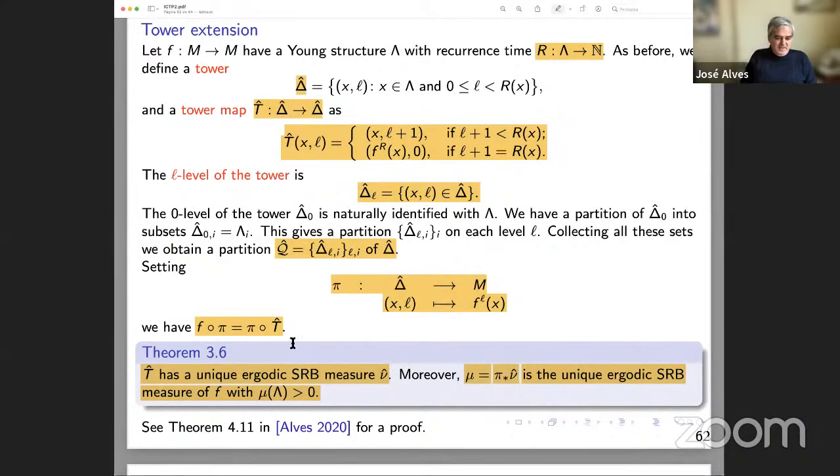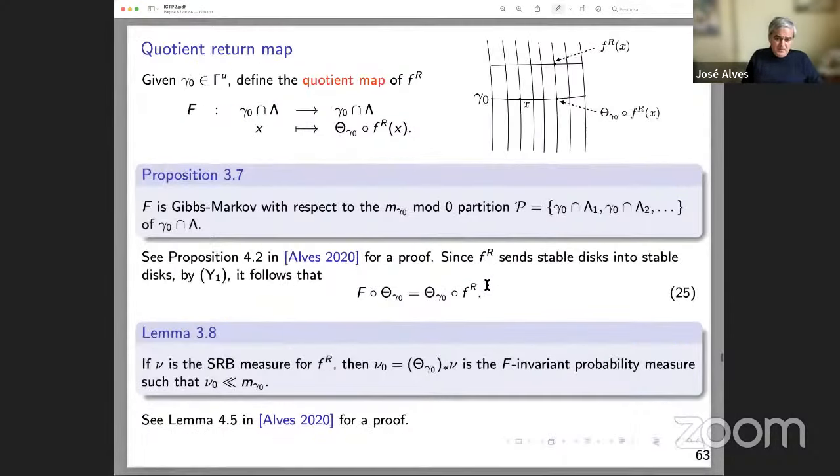So we have a semi-conjugacy of the system. It's not only this property, but also the projection of the good measure in the tower is a good measure in the original dynamics. Okay, this is again parallel to what we had before in the endomorphism case. So the novelty appears here.